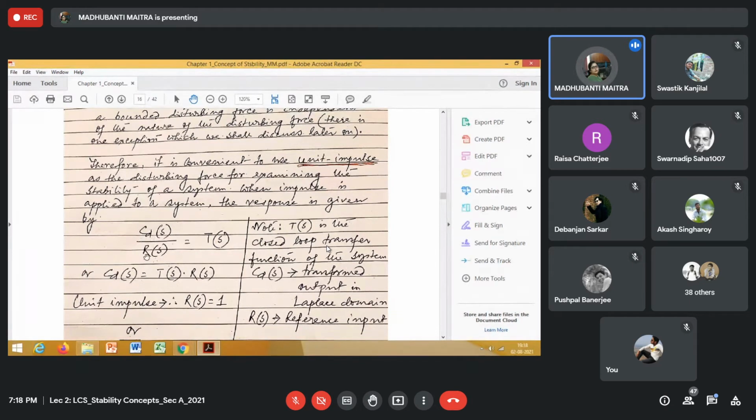So CDS by RS. What is RS? RS is the reference input or the input signal. Okay. So in this case, this ratio CDS by RS is defined as TS, where TS is the closed loop transfer function of the system.